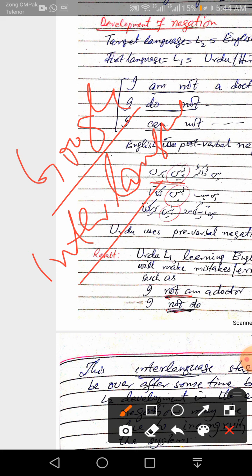You can say interlanguage is an SLA theory, a second language acquisition theory, a second language learning theory. Why do I say it is a theory? Because while we are learning a second language, there are many approaches towards learning a second language. One of the approaches is interactionism, the second one is mentalism, the third one is behaviorism.